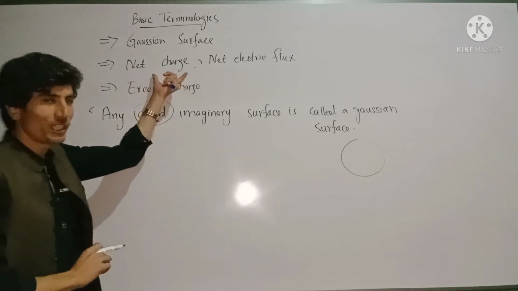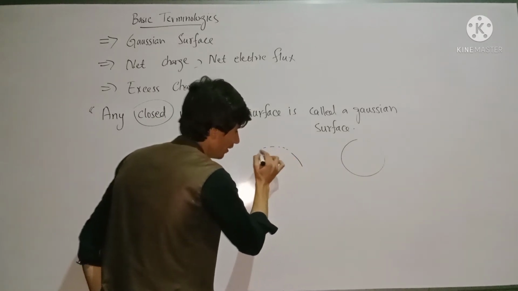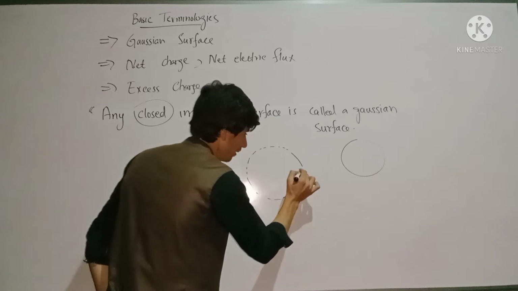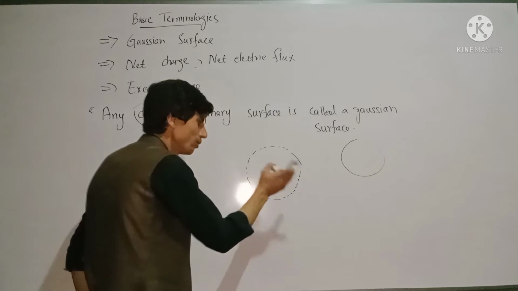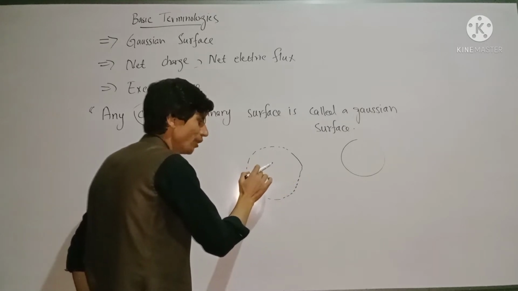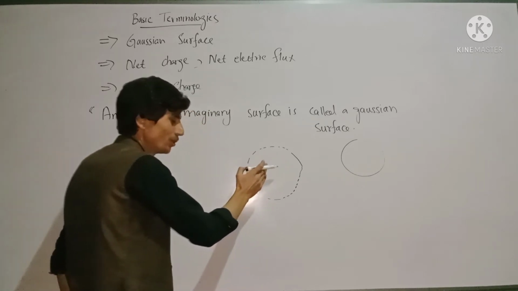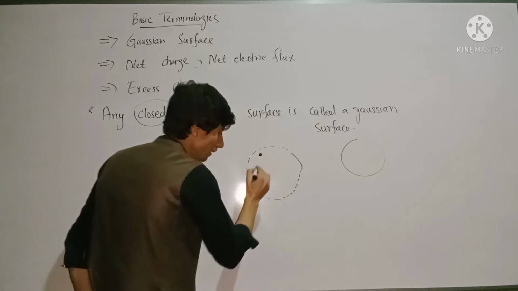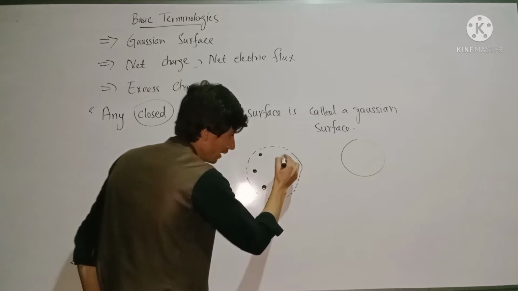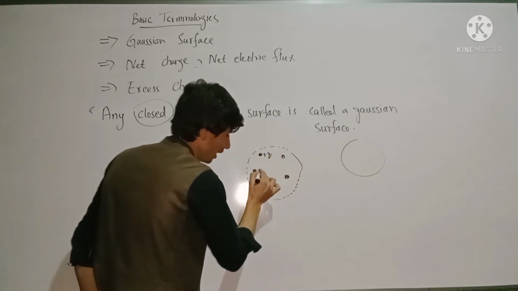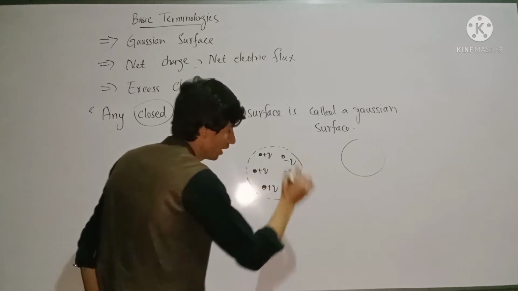Now what is meant by the net charge? Consider this Gaussian surface here. Suppose there are some positive and negative charges enclosed by that Gaussian surface, or within this Gaussian surface, like this. This is positive charge, this is positive charge, this is positive charge, this is negative and this is negative.